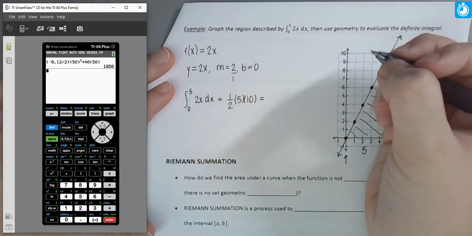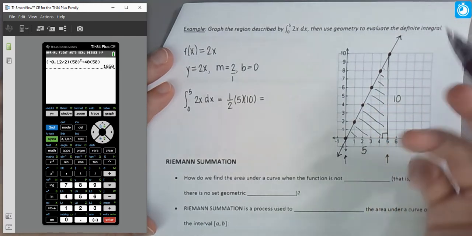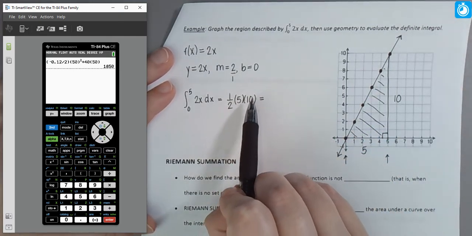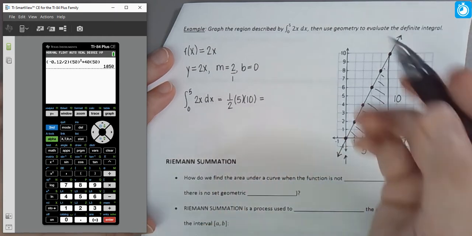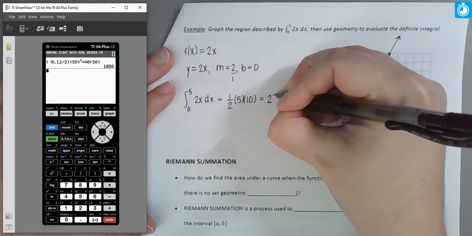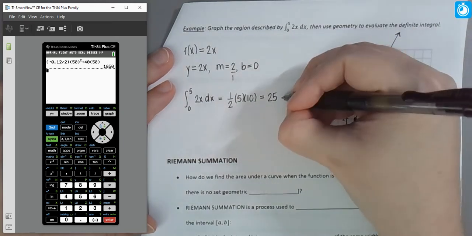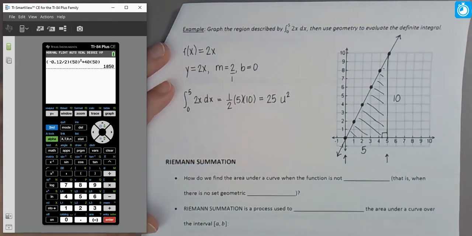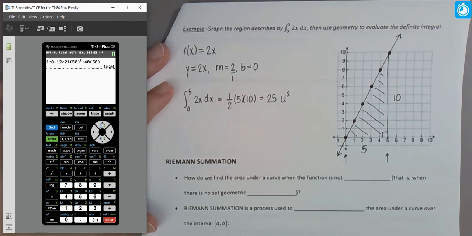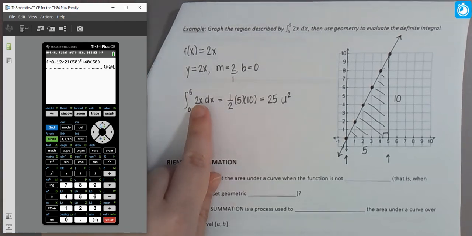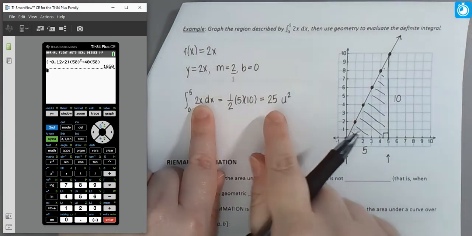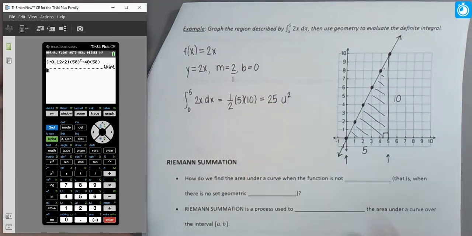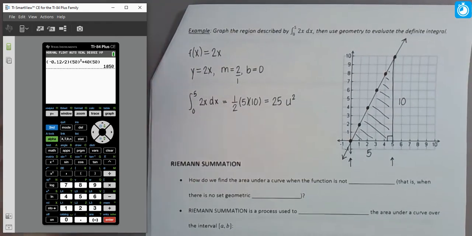So simplifying that down, if you need the calculator, you can use it, but more than likely, you probably don't need it. So 5 times 10 is going to be 50. 50 times 1/2, cut 50 in half, and you get 25. So 25 area, so square units. So that is going to be the area of that region, or more generally, if this is our definite integral, then it evaluates to 25. That is going to be the value of that definite integral.